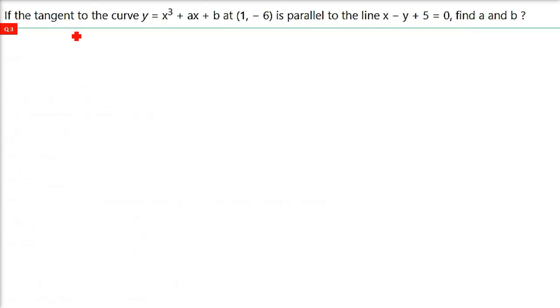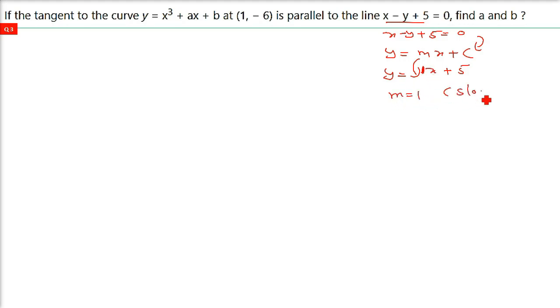If the tangent to the curve y = x cube + ax + b at (1, -6) is parallel to the line x - y + 5 = 0, find a and b. Now the tangent slope is not given, but actually it is, because the tangent is parallel to this line. If I compare x - y + 5 = 0, rearranged, with y = mx + c, the coefficient of x is 1. So m is 1, the slope is 1.